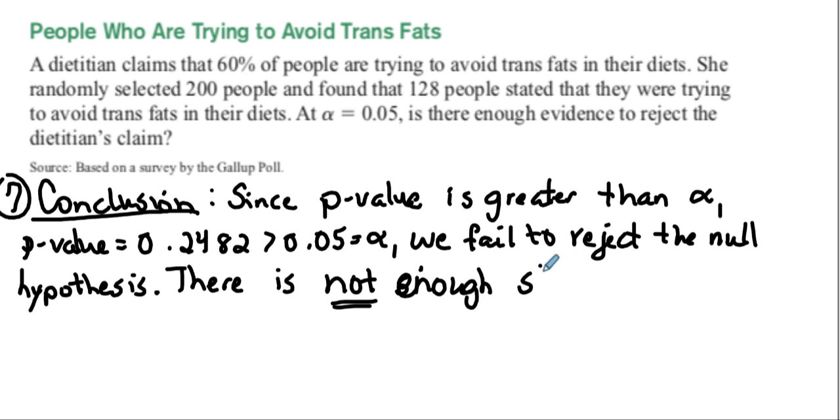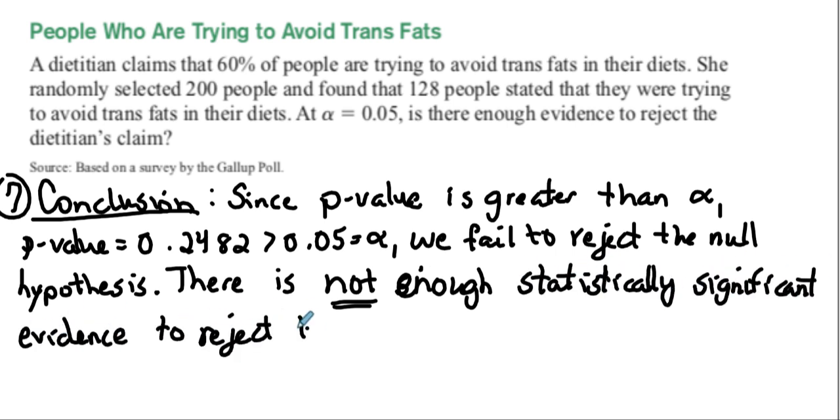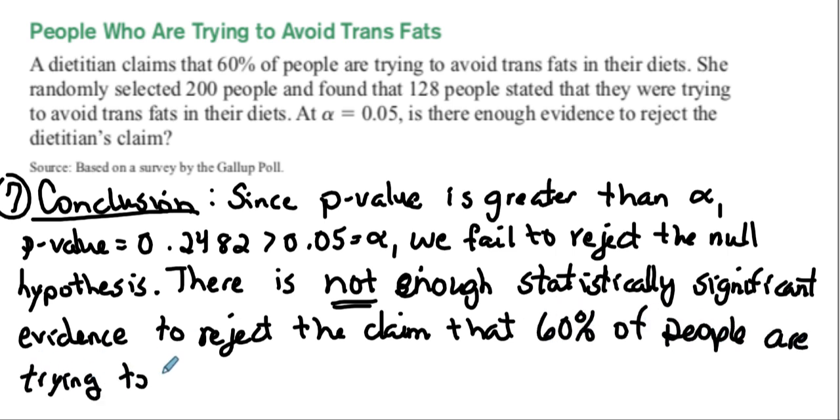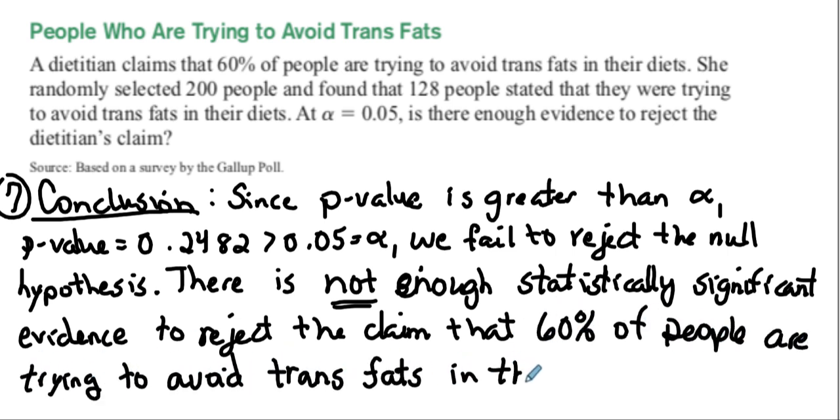There is not enough statistically significant evidence to reject the claim that 60% of people are trying to avoid trans fat in their diet. So make sure, notice how I referred to this in context of the problem, talking about not only p-value, but if I fail to reject or reject the null hypothesis, and what results I get from that, if there's evidence or not enough evidence. All of that must be stated in your conclusion.